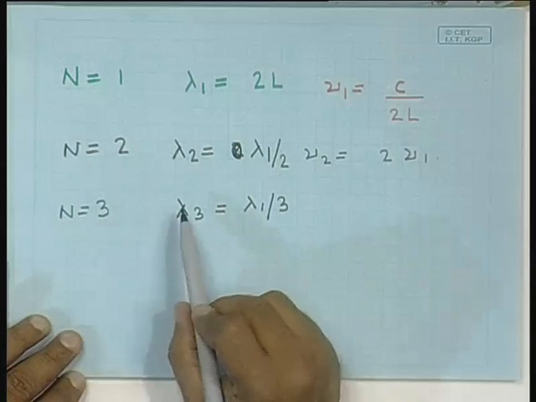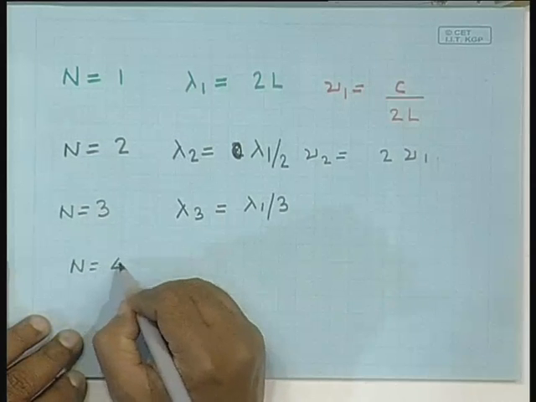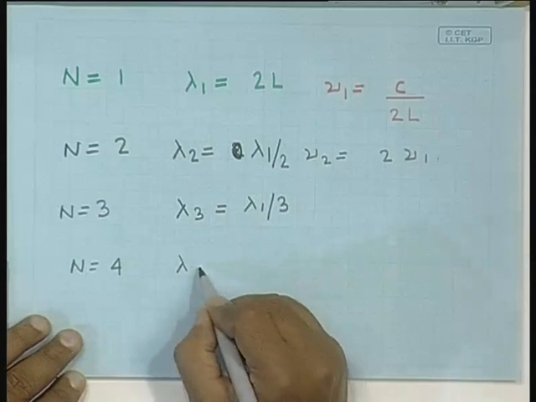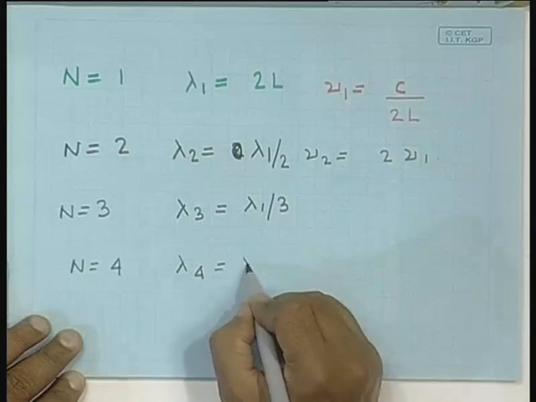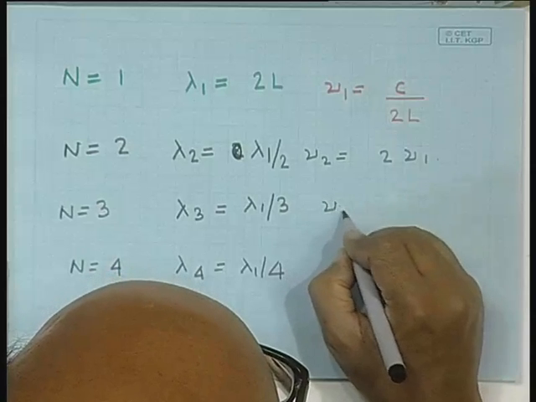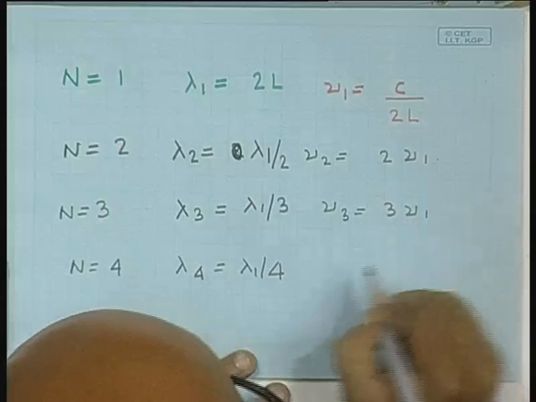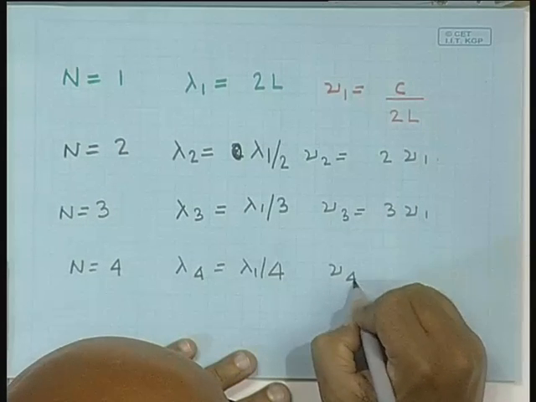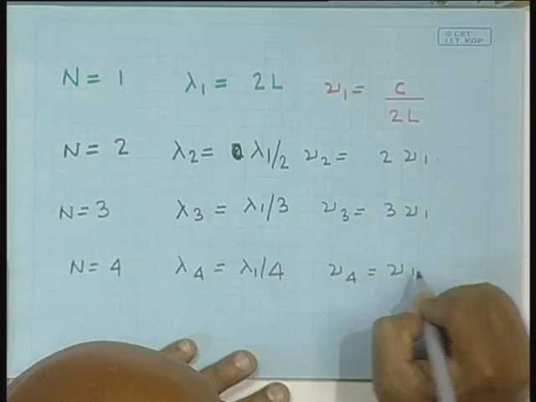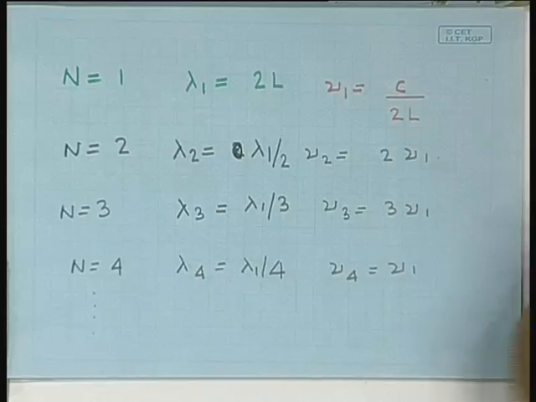Similarly, for n equal to 3, the wavelength is lambda 1 divided by 3, and for n equal to 4, the wavelength lambda 4 is equal to lambda 1 divided by 4, and the frequency is 3 times nu 1 here, 4 times nu 1, etc. So, for higher and higher values of n, you will have higher and higher harmonics. The higher harmonics all have higher frequencies.